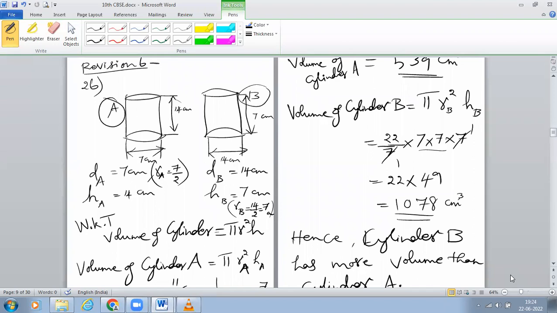In the question, diameter is given. We have to find the radius. Radius is equal to diameter divided by 2, d by 2.